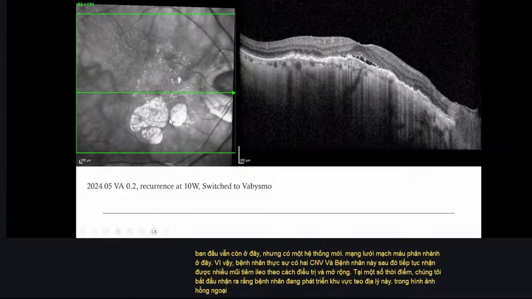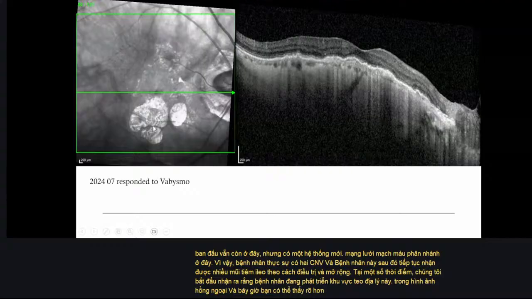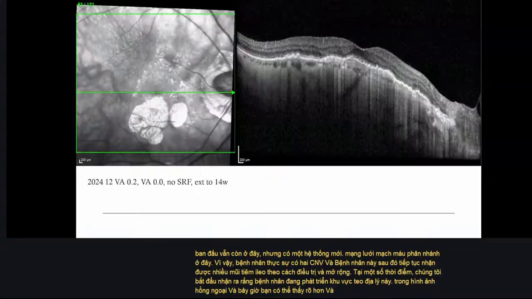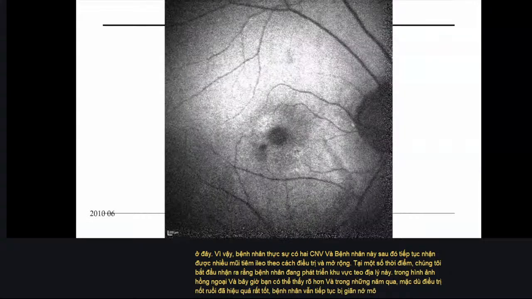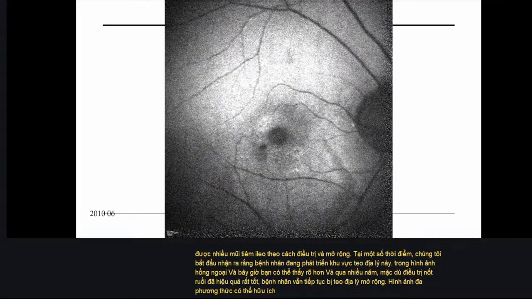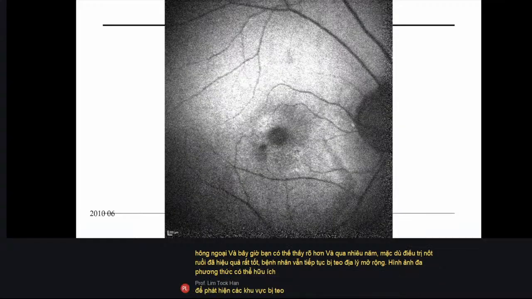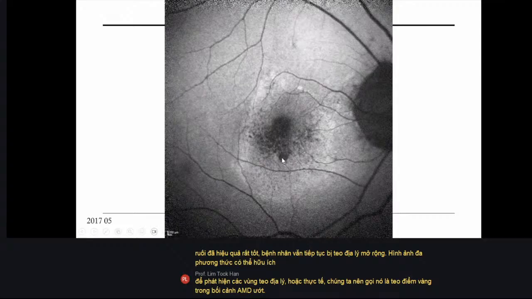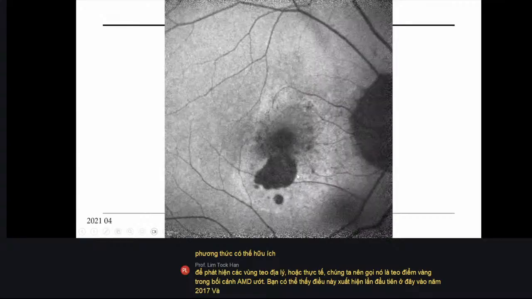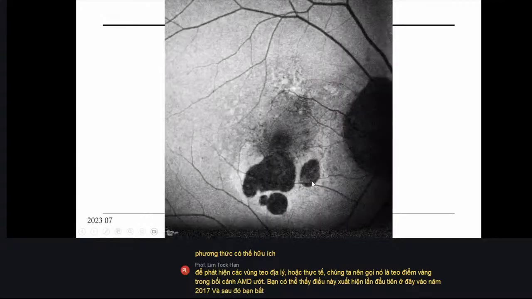imaging. And you can see it even clearer now. And over the years, although it responded very well to Vabysmo, the patient continued to have enlargement of geographic atrophy. So multimodal imaging can be useful to pick up areas of geographic atrophy, or in fact, we should call it macular atrophy in the context of wet AMD. You can see this first appearing here in 2017, and then it starts to enlarge and keeps enlarging relentlessly.